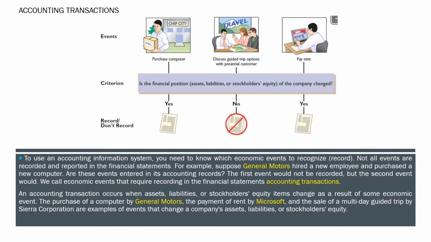An accounting transaction occurs when asset, liabilities, or stockholders' equity items change as a result of some economic event. The purchase of a computer by GM, the payment of rent by Microsoft, and the sales of multiple day sky trips by Sierra Corporation are examples of events that change a company's asset, liability, or stockholders' equity.